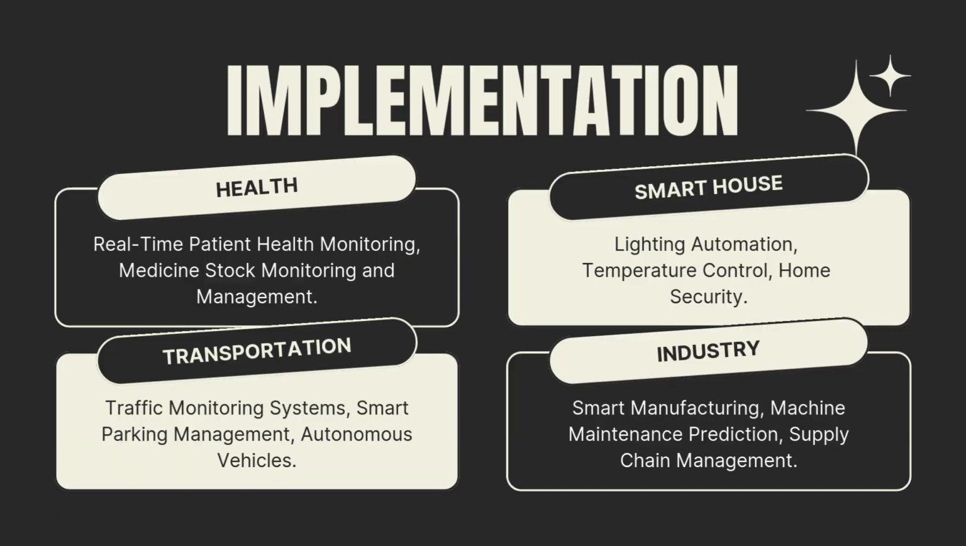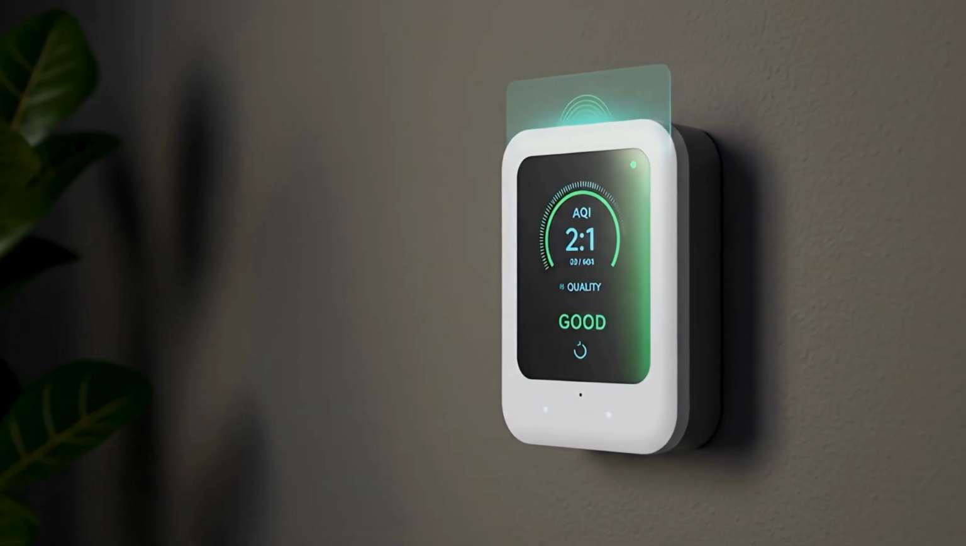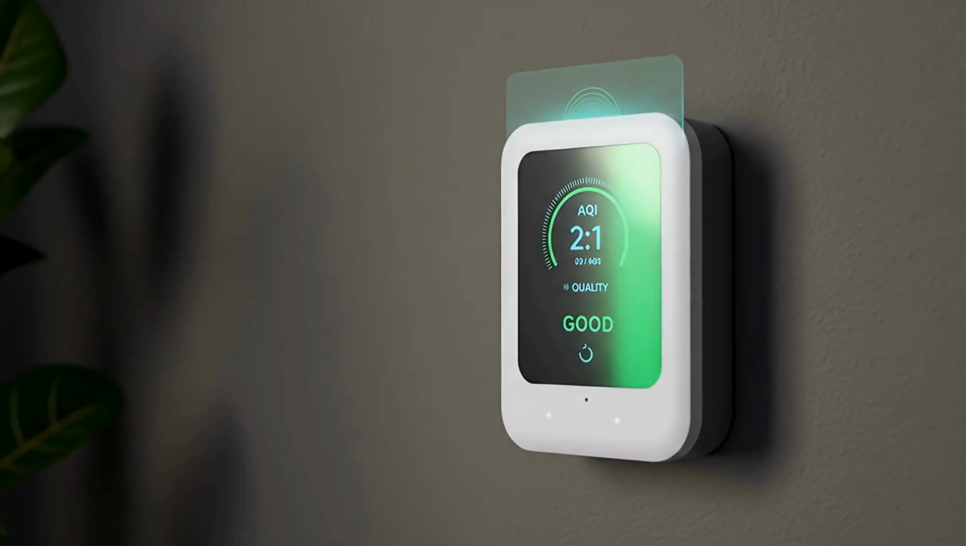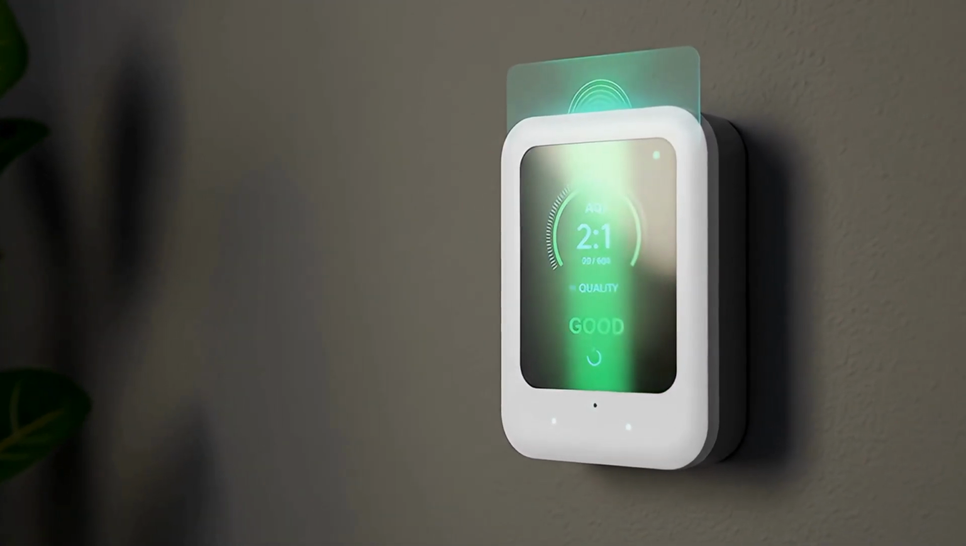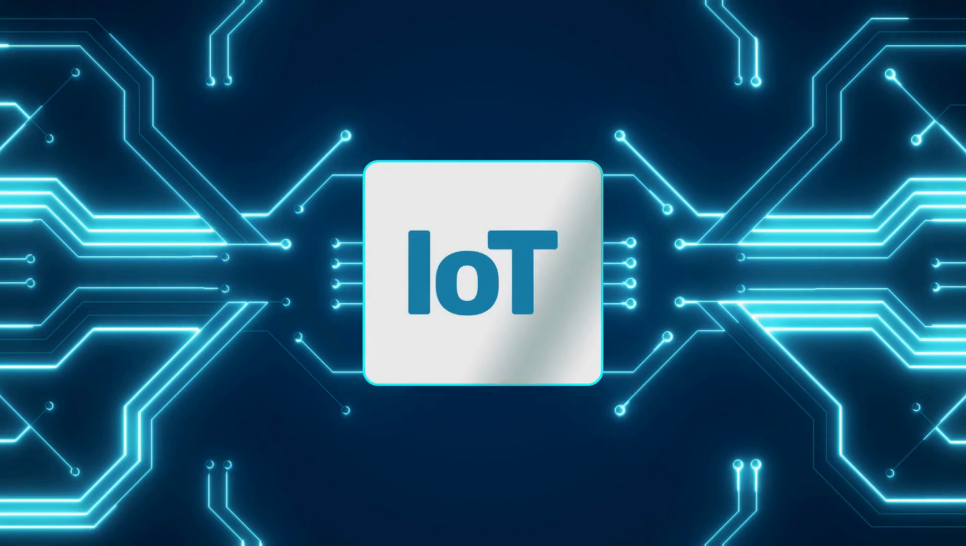IoT is widely used across multiple domains. In healthcare, it enables real-time patient monitoring. Smart homes use IoT for automation and security. In transportation, it supports traffic monitoring and smart parking. Industries use IoT for smart manufacturing and predictive maintenance.